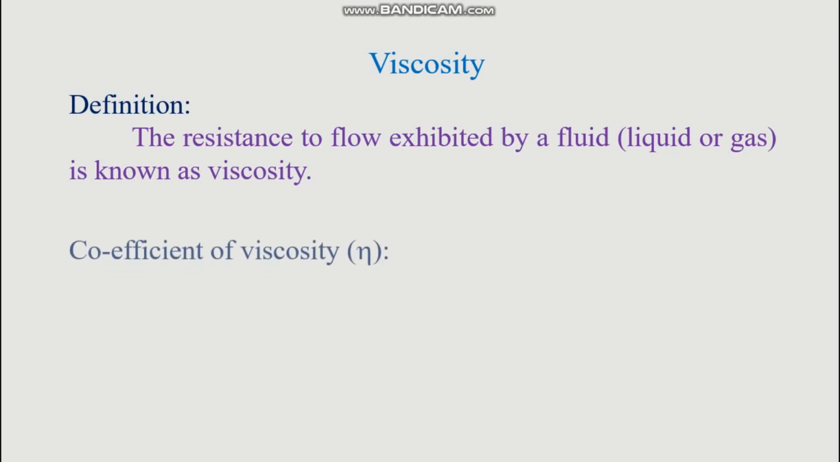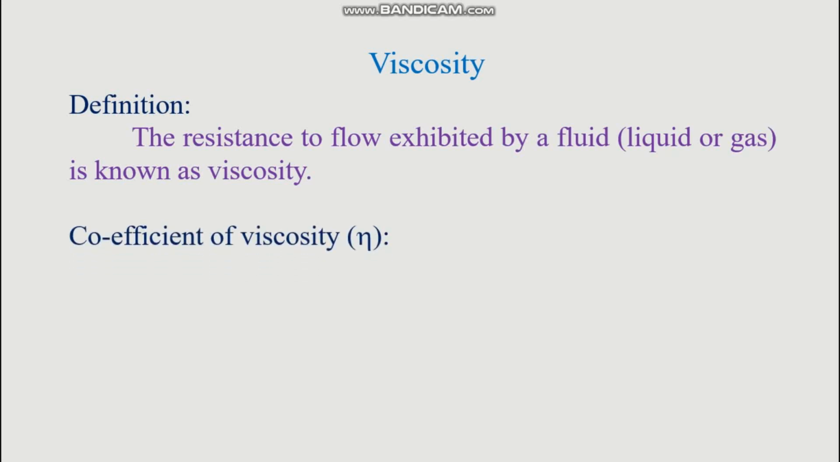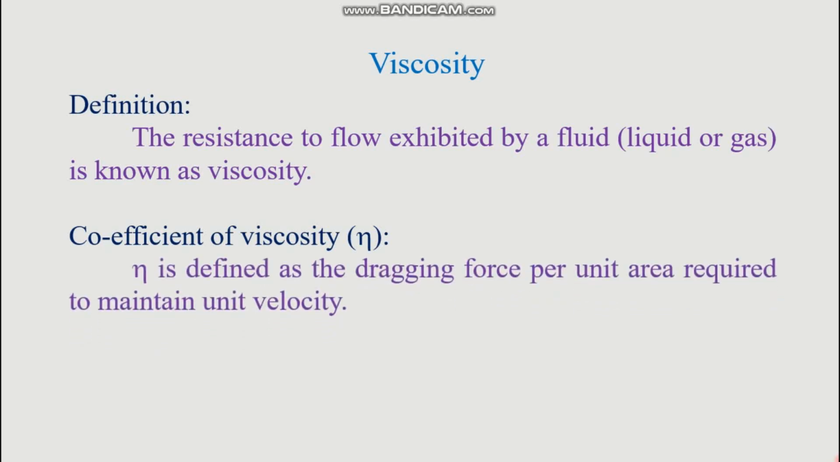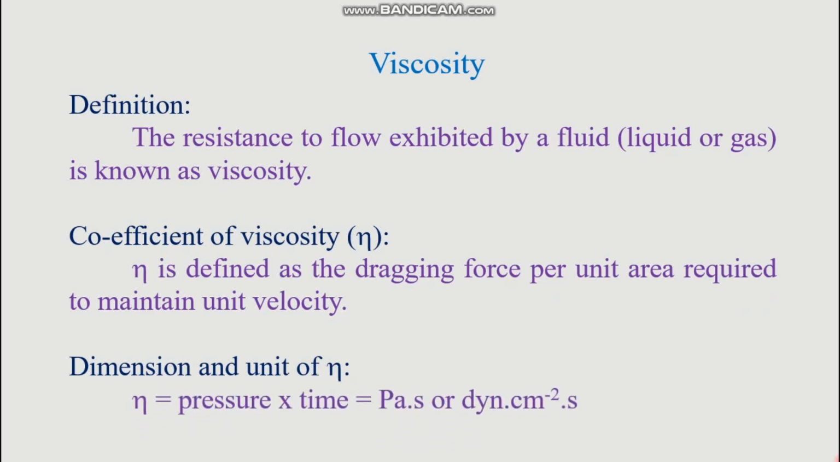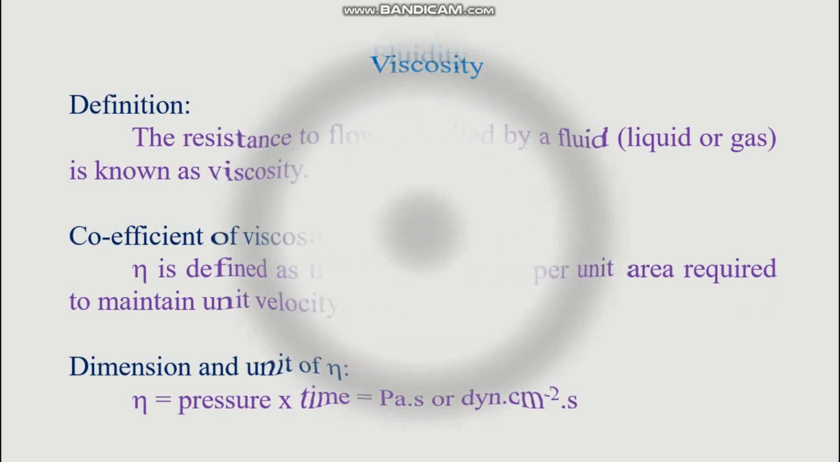This is mathematically expressed by the term viscosity coefficient or coefficient of viscosity, and it is denoted as eta. Eta is defined as the dragging force per unit area required to maintain unit velocity. And what is the dimension of eta? The dimension of eta, that is coefficient of viscosity, is pressure into time. So its unit must be Pascal second, or in the CGS convention it must be dyne per centimeter square into second.